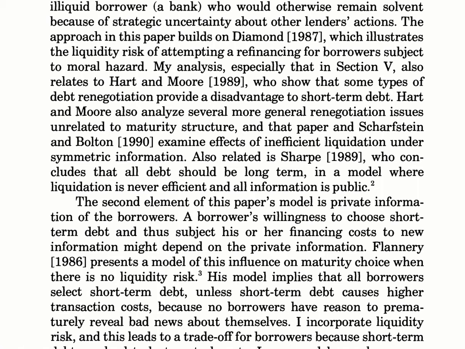A borrower's willingness to choose short-term debt, and thus subject his or her financing costs to new information, might depend on the private information. Flannery, 1986, presents a model of this influence on maturity choice when there is no liquidity risk. His model implies that all borrowers select short-term debt unless short-term debt causes higher transaction costs, because no borrowers have reason to prematurely reveal bad news about themselves.